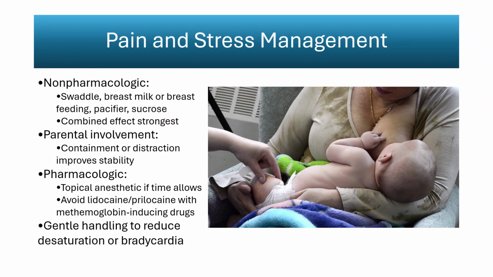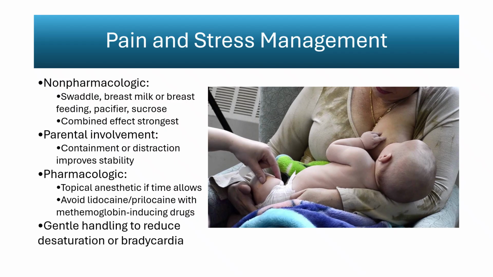Pain control during blood sampling directly affects physiologic stability and procedural safety. Even brief, repetitive procedures can increase oxygen consumption, elevate intracranial pressure, and provoke desaturation or bradycardia. Non-pharmacologic methods are the foundation of procedural comfort. Swaddling, non-nutritive sucking, and sucrose or breast milk each reduce pain responses, and their combined use is more effective than any single measure. In breastfeeding infants, direct nursing during sampling can enhance stability and lower stress scores.